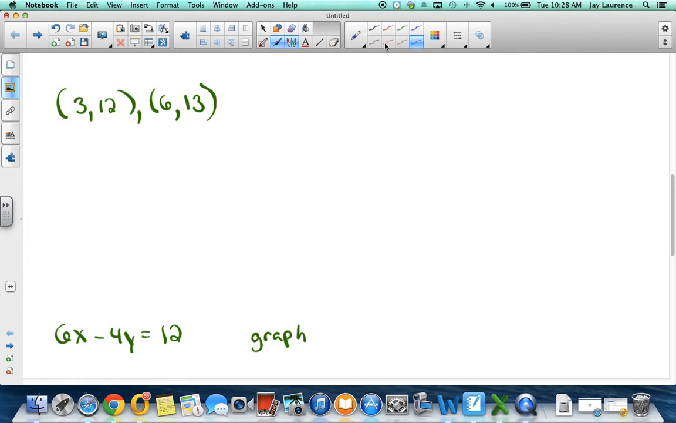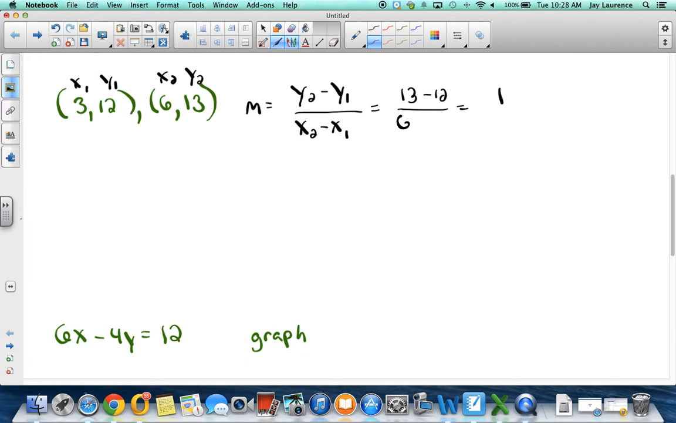Okay, now, if we're given 2 points without a graph, can we calculate the slope? Sure we can. m is going to equal the difference of the y's, subtract the y's, over subtract the x's. So (x1, y1), (x2, y2). So I'm going to take 13 minus 12. Oh, that's a hard one. Grab your calculators. And then I'm going to take 6 minus 3. Another hard one. Oh, Mr. Lawrence, you're so mean. I go home and I cry at night because you give me problems like 6 minus 3. All right, so your slope is 1/3.